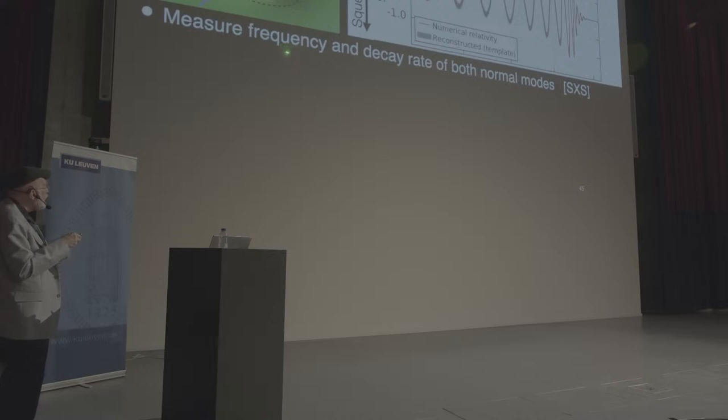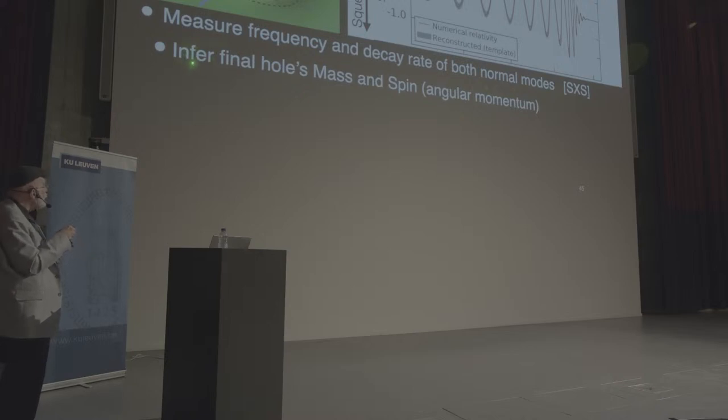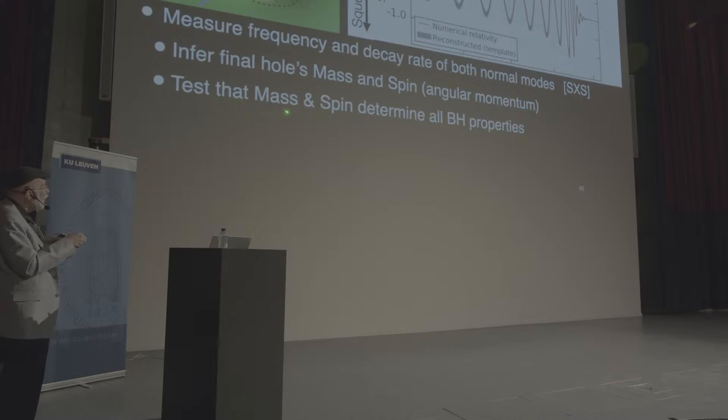And by combining very high accuracy computer simulations with the observations, it is possible to determine the frequency. Well, from the observations, you can determine the frequency and the decay rate of both normal modes. And then we can infer from those frequency and decay rates, that's four numbers. Two of those numbers, the best measure of those two numbers, tell us the mass and the spin of the final black hole. And there is a so-called theorem in general relativity that says once the final black hole, its mass and spin determine all of the black hole's properties.